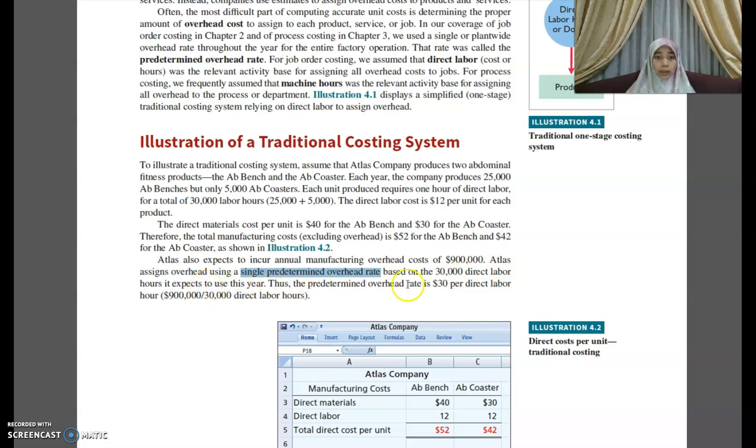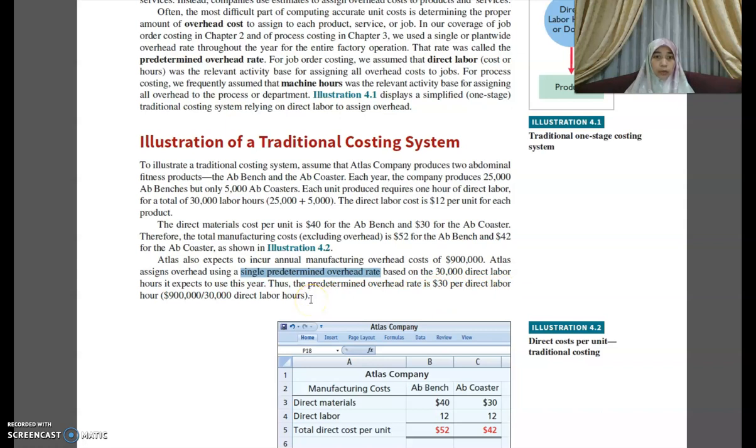How do we get the 30,000 hours? Because one unit requires 1 hour, and you have 30,000 units altogether, that means 25,000 Ab Benches and 5,000 Ab Coasters. So in total you require 30,000 labor hours, because each unit requires 1 hour of direct labor. When you assign the 900,000 overhead using the traditional method, you take 900,000 divided by 30,000 direct labor hours. That's how you get 30 ringgit per direct labor hour.